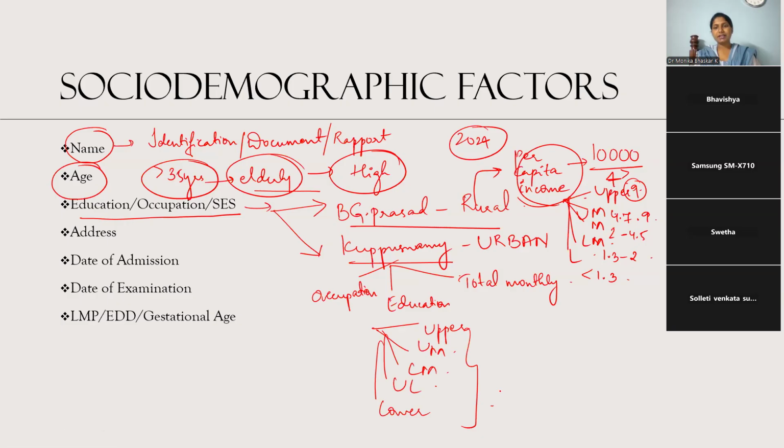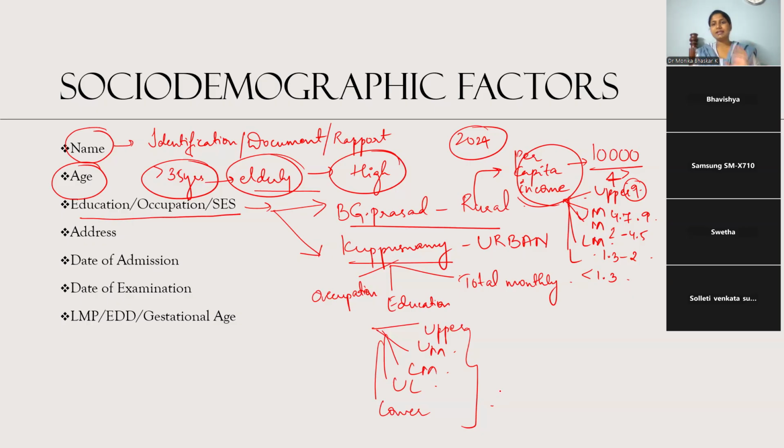So to keep it simple, what a postgraduate must know during their exams, or how to answer during exams, is simple. You say this woman belongs to the upper class of socioeconomic status. If they ask you about Kuppuswami, you can tell that it is based on three parameters: the occupation of the head of the family, the education of the head of the family, and the total monthly income of the entire family.